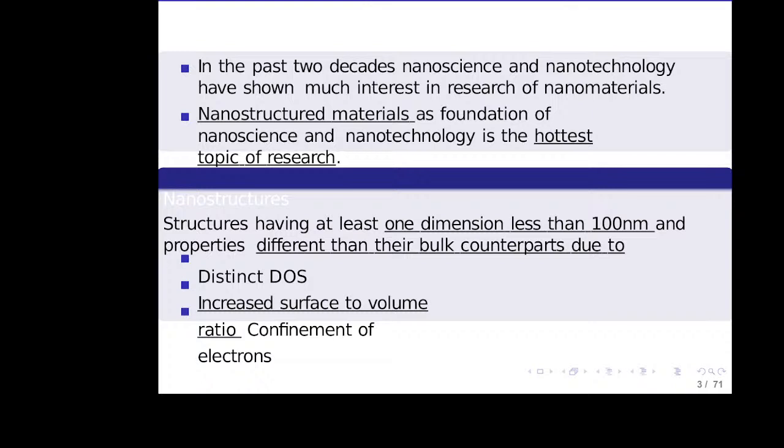Suppose this is our graphene sheet, then monolayer atoms are there, then volume is negligible, then surface to volume ratio is very high. This is another reason for very different properties of the material at the nanoscale. Then confinement of electrons is also there. We are confining the electrons only in one direction or two directions. Then distinct density of states, because otherwise we just observe bands. So instead of bands, we are getting split lines over here.